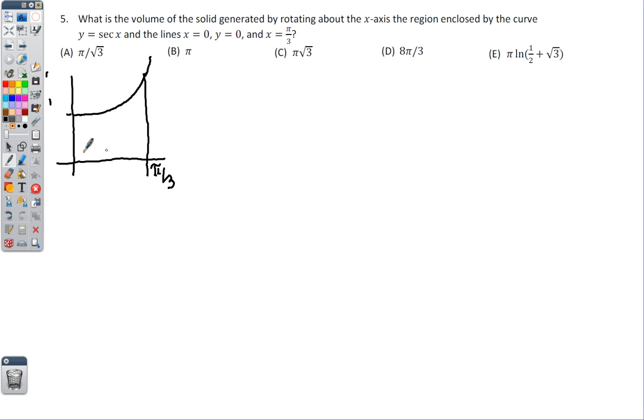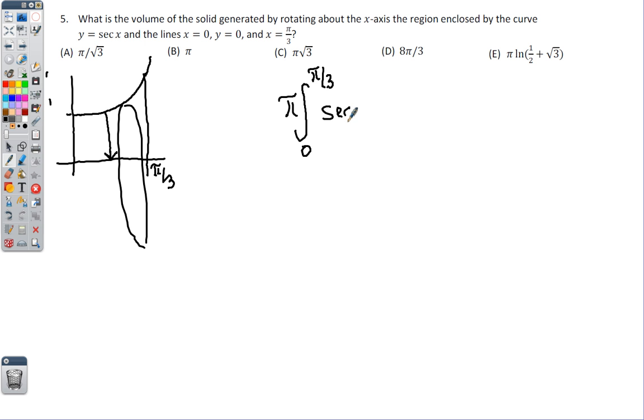Right? So we're talking about this volume here, and we're rotating it about the x-axis. And we don't need washers because it's just one function, so nice and pretty there. All right, here we go. So we want the integral from 0 to pi/3, pi on the outside, and we're going top to bottom here, and this is secant x, and then it gets squared, so secant squared x dx.